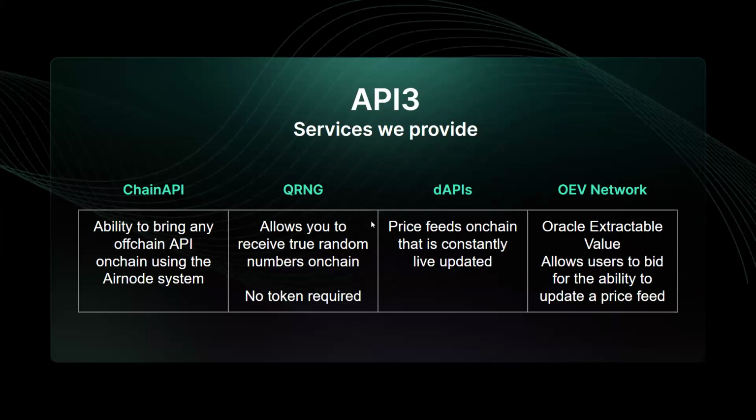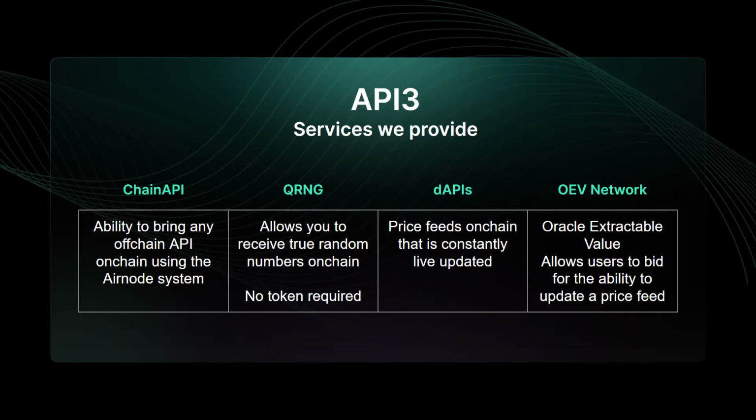For API3, we offer 4 services. We have Chain API, which is the ability to bring off-chain API data on-chain and use that using the Airnode system. Meaning, if you have your own API or you're trying to make a contest yourself, let's say there's an MMA fight tonight. If there was an MMA winning feed, you can grab that feed and then bring that data on chain. So you could have a sports betting app on chain. Chain API allows you to do so.